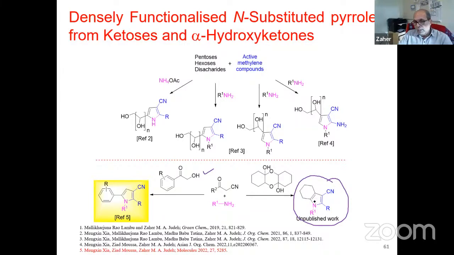pyrroles. Also, I will tell you next week that when I get this pyrrole, I can do another step of dehydration. I have an aromatic ring here. If my ring is aromatic, this now is called indole. So we can make indoles from this type of chemistry that I'm going to show you. So next week, I'm going to explain to you the reaction of this one and the reaction of this one.